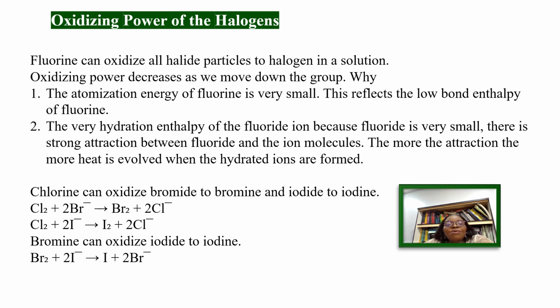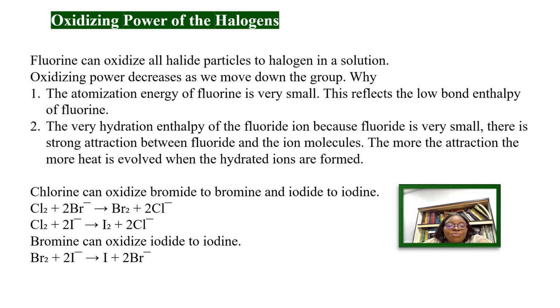Fluorine can oxidize all halide ions to halogens in a solution. However, oxidizing power decreases as we move down the group. Why does that happen? The atomization energy of fluorine is very small. This reflects the low bond enthalpy of fluorine. The hydration enthalpy of the fluoride ion is very high, because fluoride is very small. There is strong attraction between fluoride and the water molecules. The more the attraction, the more heat is evolved when the hydrated ions are formed.